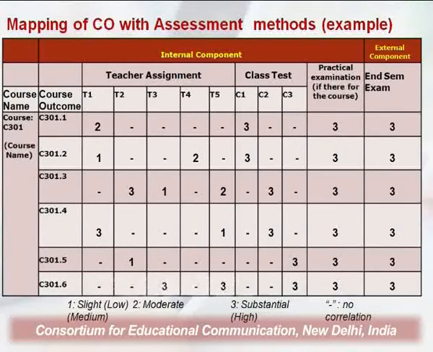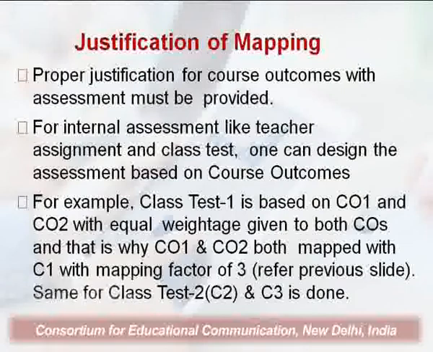and if it is NO, that is not attained at all, that means there is no correlation of the particular attainment which is possible. Now it is very important for all the National Accreditation Board associated institutions to do this kind of exercise, because before the team visits for the accreditation, they want this kind of mapping, and this work has to be done very importantly and meticulously. You also have to give the justification of the mapping, that is, proper justification for course outcomes with the assessment methods must be provided.